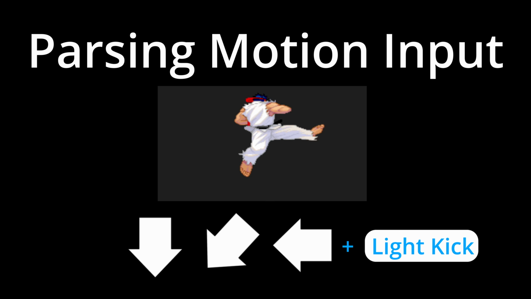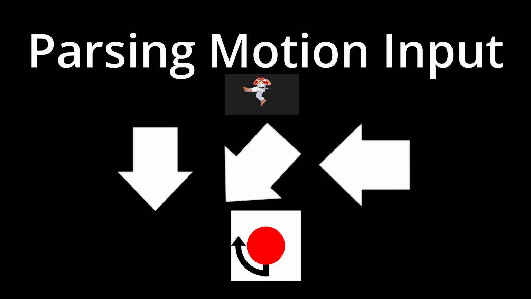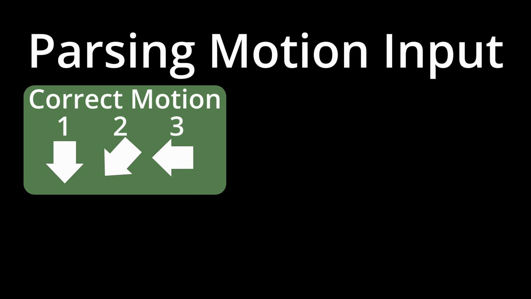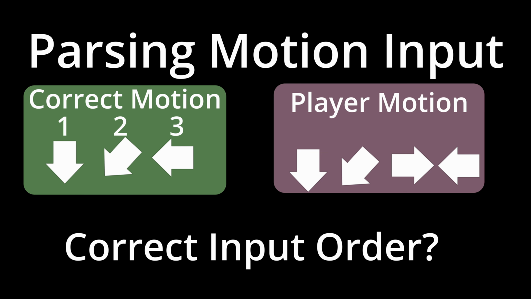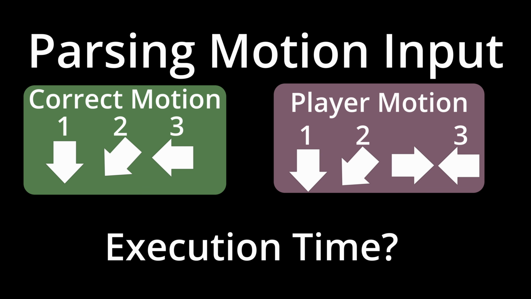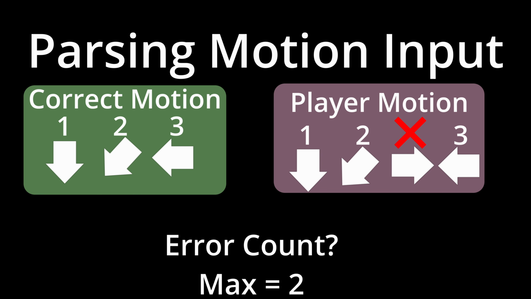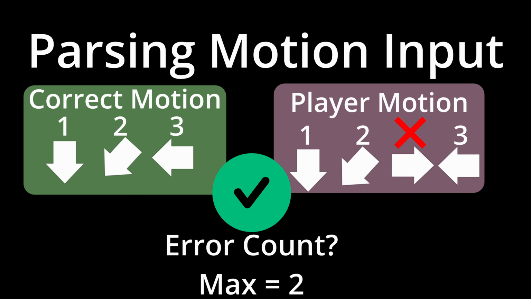Next, and this is a big one. If the move is a motion, in this case that's true, it is, we're doing a quarter circle backwards, we have to parse the motion input. This does a lot of things. It determines whether the motion was done in the correct order. Determines whether the motion was done in the correct time frame. Determines whether the motion has too many gaps in it or too many errors in it.